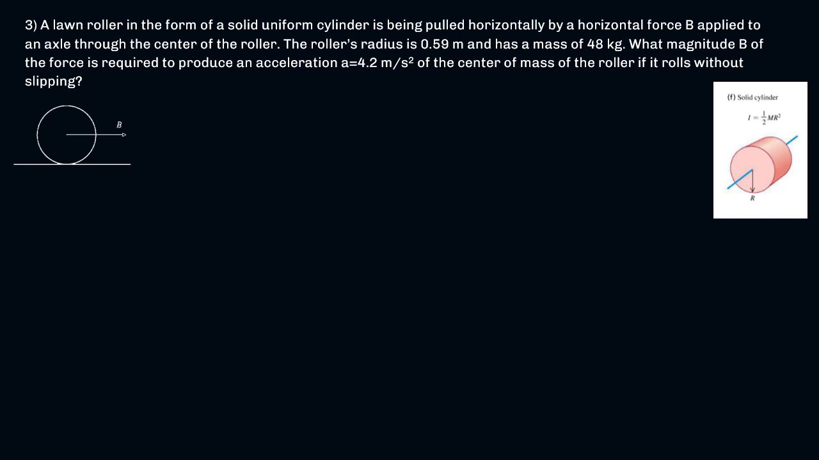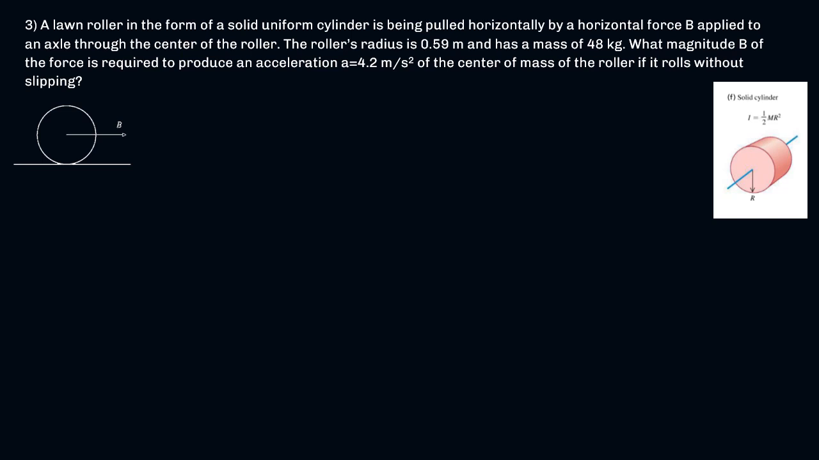What we also have here is a solid uniform cylinder, and I've given the moment of inertia for that here on the page as well, so that is going to be important. So this type of question is a combination of both linear dynamics and rotational dynamics. We're going to use both in order to figure out what we are trying to find here, which is the applied force on the roller.